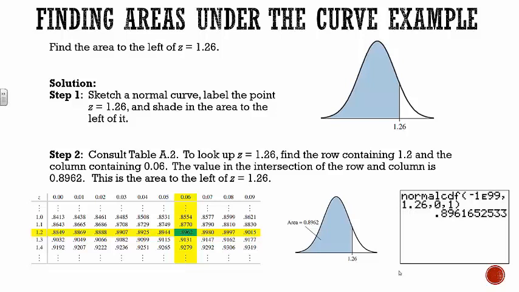So again, lower bound, upper bound, mean, standard deviation. I plug that in with commas, and I press enter, and I get a probability of 0.8962, just like my table.